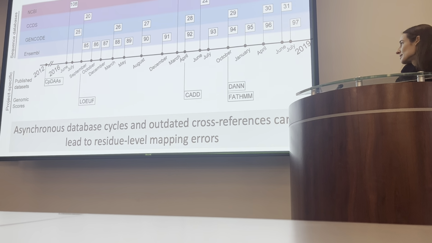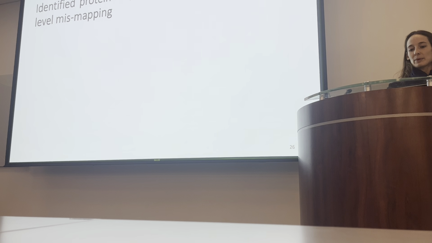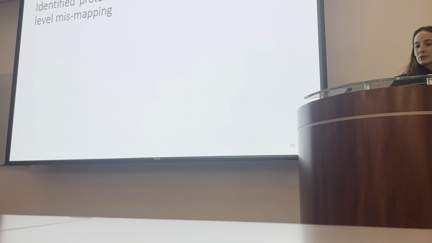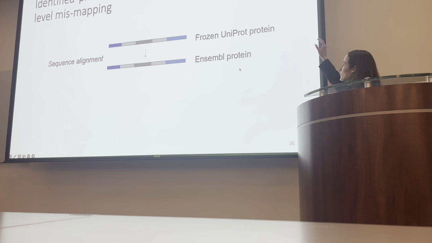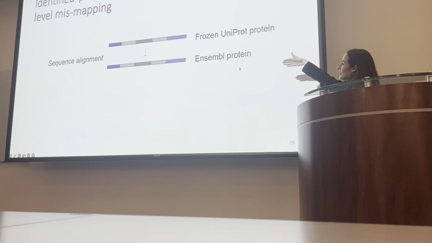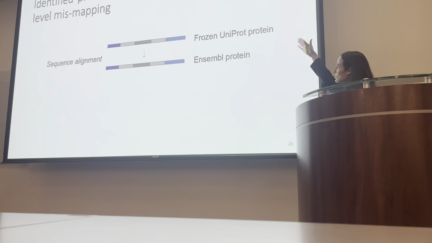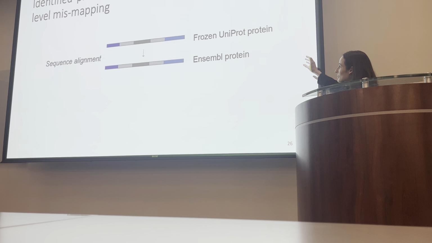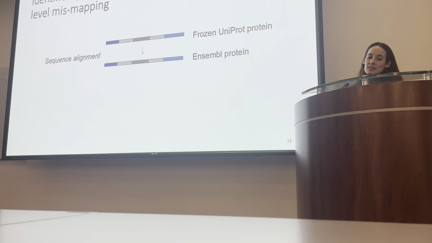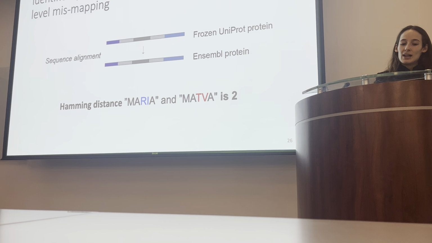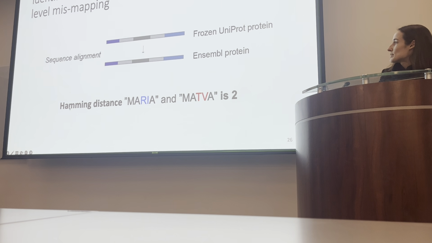So, understanding this problem, we wanted to actually quantify which proteins are at risk of mismapping. We identified sequences that were most vulnerable to residue level mapping errors. By mapping, I mean essentially taking a UniProt protein sequence and checking that it matches its cross-referenced Ensembl protein identifier, just to see if the two sequences that are assumed to be identical actually are. To answer this question, we used the Hamming distance. Just to give you an example of what this distance would be, for changing my name, this is a distance of 2.